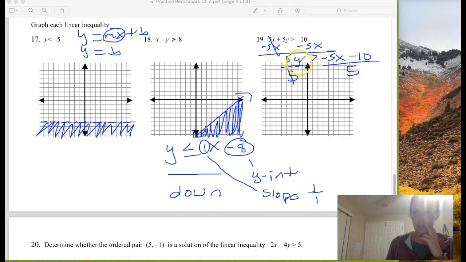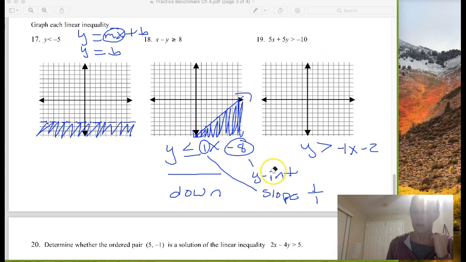Keep it the same. And I'm going to write this down here. Y will be greater than, and then 5 divides into both terms with the distributive property. 5 into negative 5 gives me negative 1x. 5 into negative 10 gives me negative 2. There, I've solved it. It's now in slope-intercept form, and I'm going to erase this so I can see my graph. And let's erase this because it's kind of in my way.